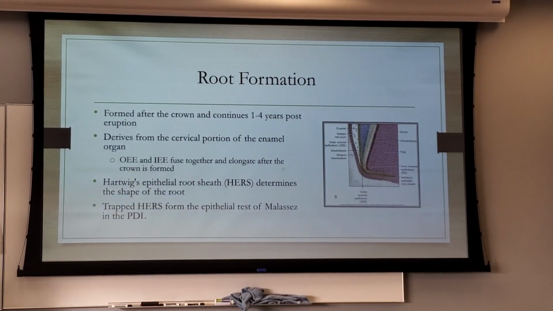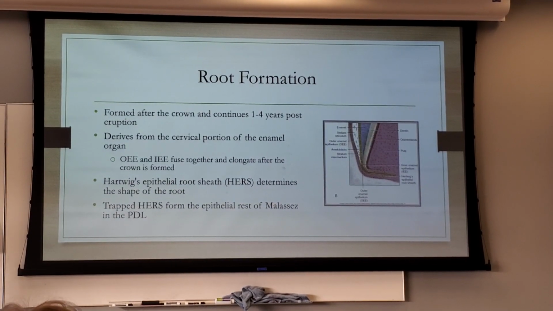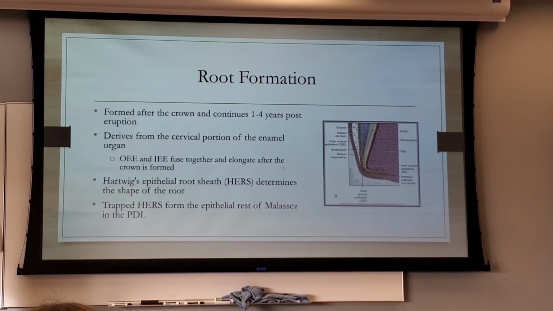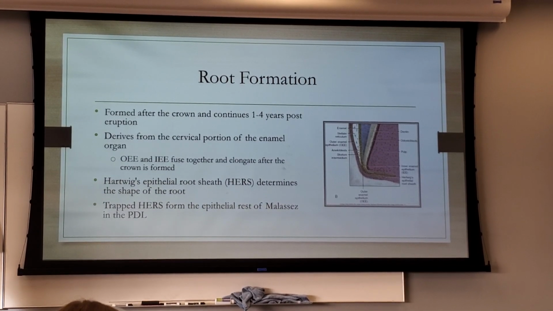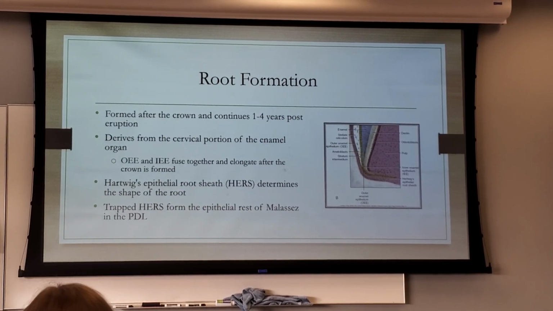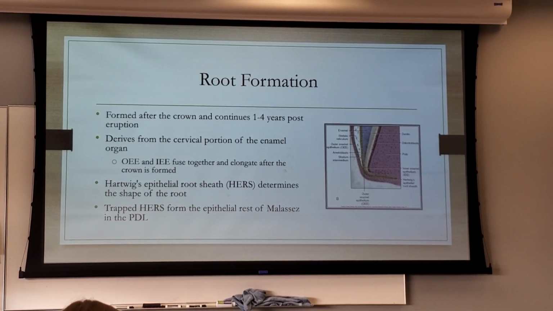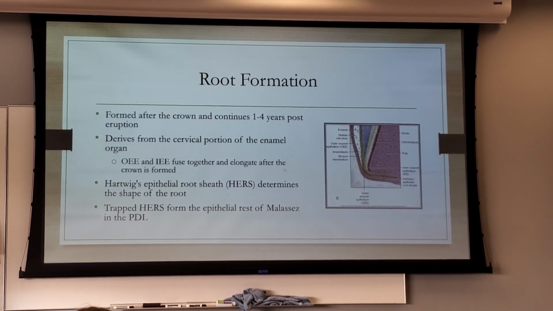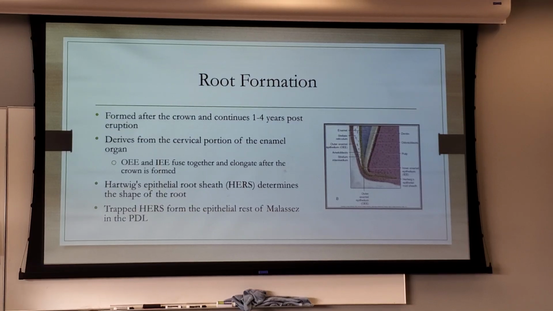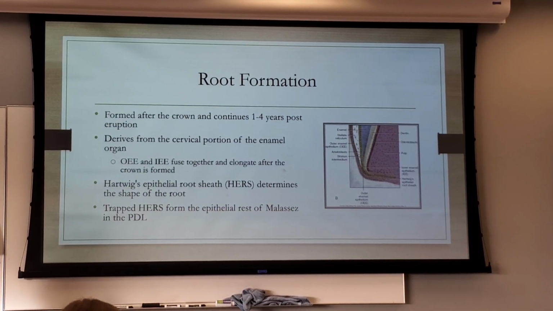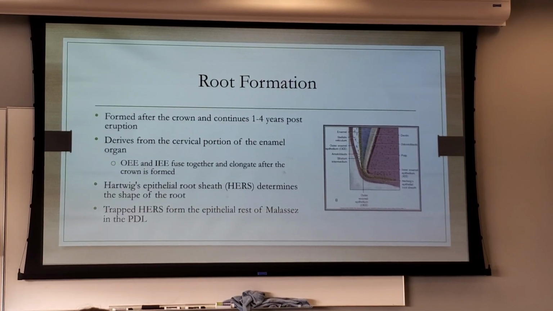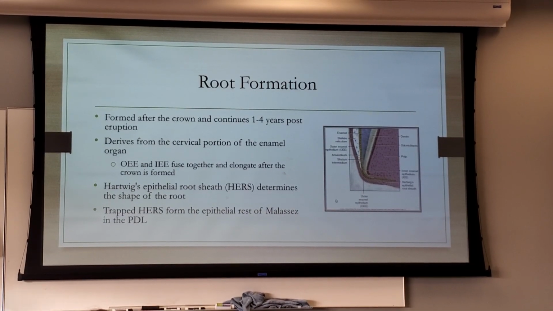So to develop our root, as that tooth starts to deepen, as our bell starts to deepen, we start forming even further down, and we start to make the shape of our tooth root. Our root is formed after the crown is complete and continues 1 to 4 years post-eruption. So as our kiddos start to form their permanent teeth, and as they start to erupt, remember the root is not fully formed. It takes about 1 to 4 years after it erupts for it to be fully formed on a permanent tooth.